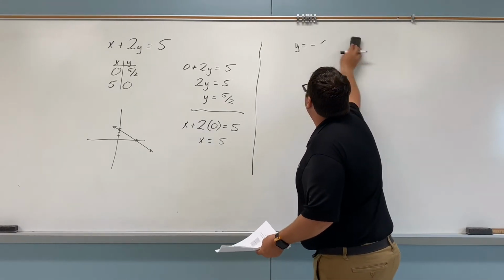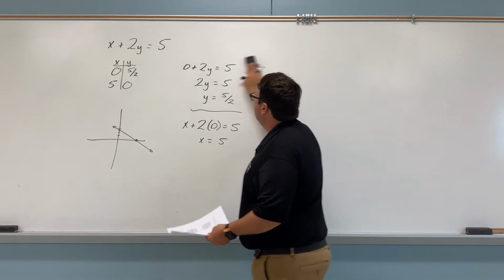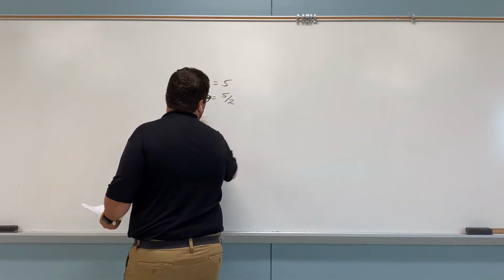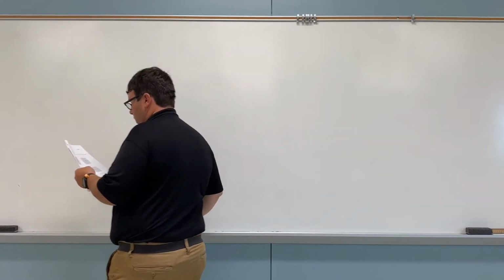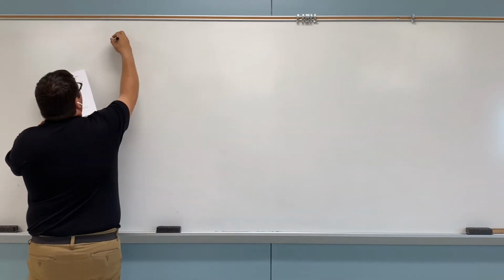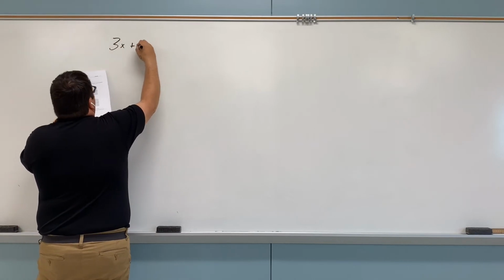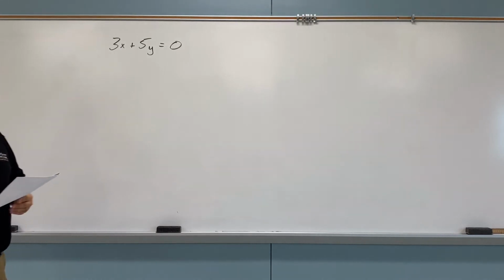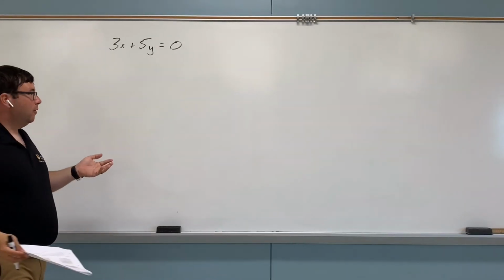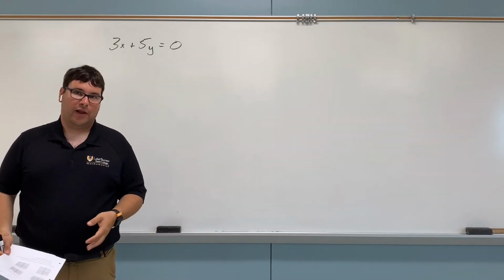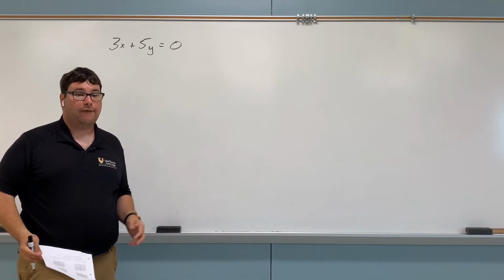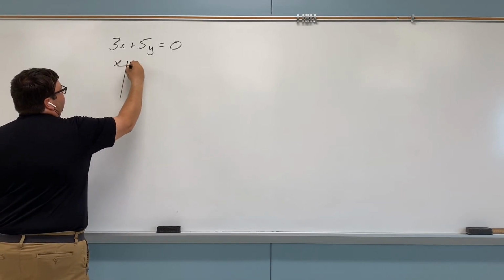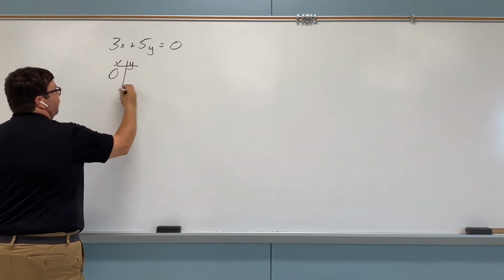Okay, so let's move to the next problem. What is behind door number 3? All right, I have 3x plus 5y is equal to 0. Now, again, same instructions. I'm looking for my intercept value, and I'm looking for the graph. So, intercept values, graphing, I know I need an xy chart, 0 for x, 0 for y.